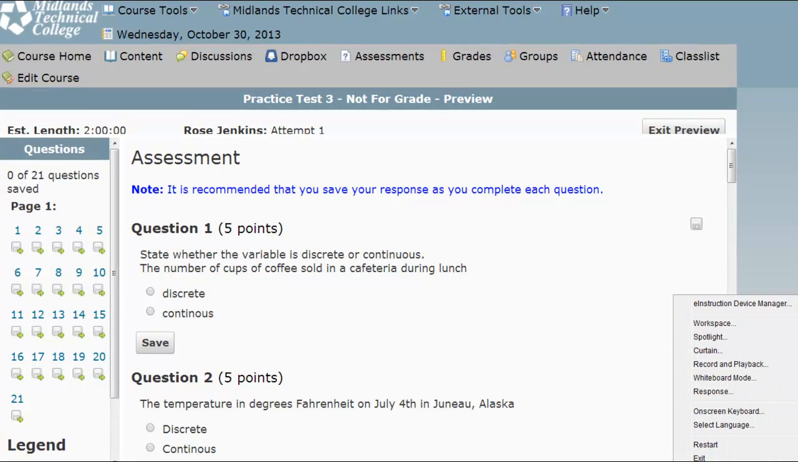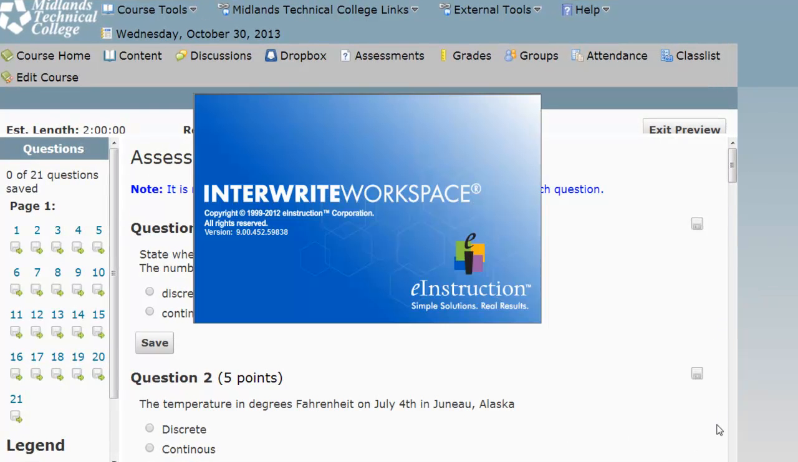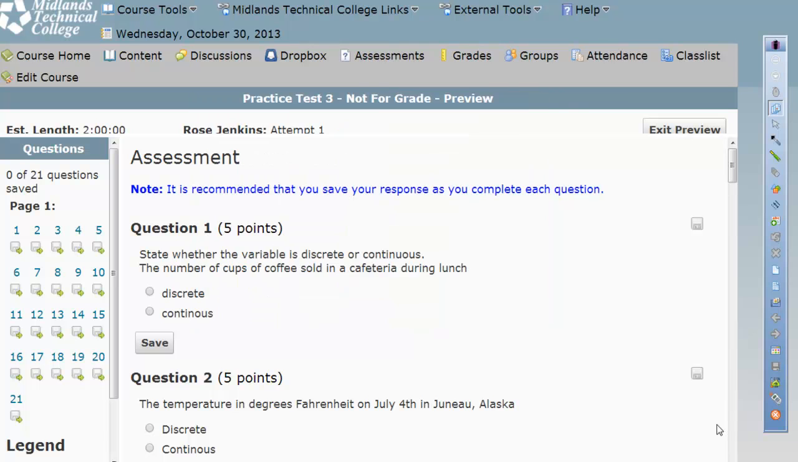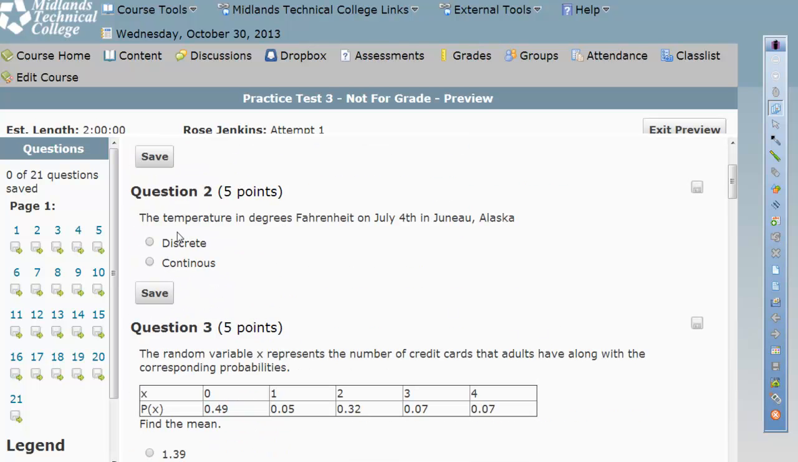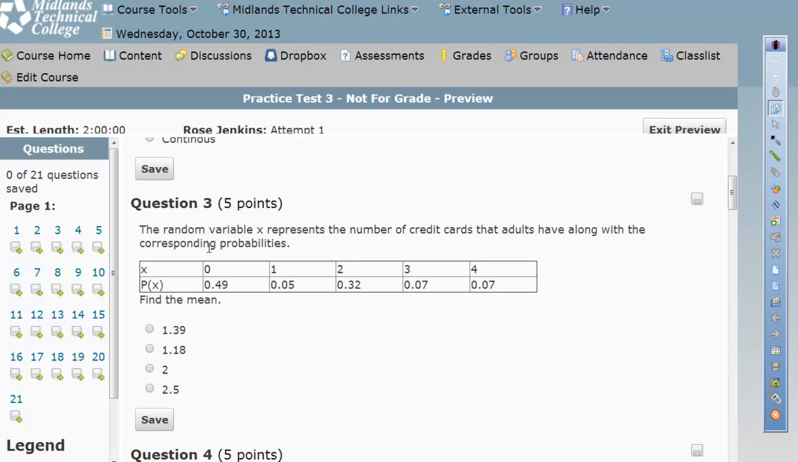So the first question asks about just whether or not it's discrete or continuous. When it says to state whether the variable, the number of cups of coffee sold in the cafeteria during lunch, would be what? Discrete. Okay, very good. It's something that we would count. Versus the temperature in degrees Fahrenheit in July is continuous. Things that we measure, things that take on an infinite number of values over a certain range, that's what we call continuous data. Okay? All right, number 3.